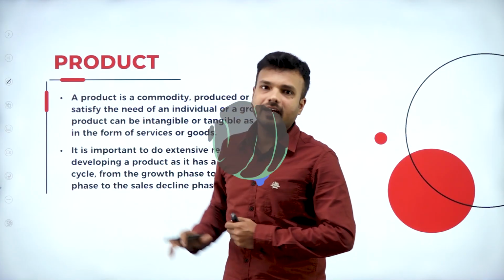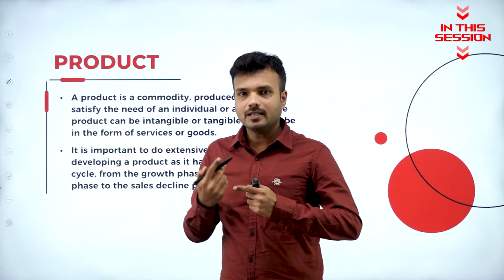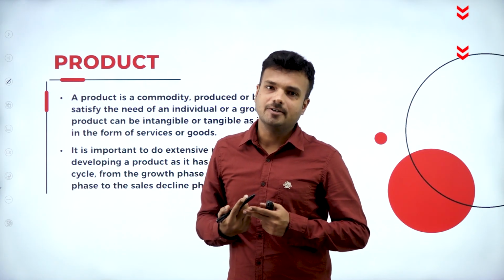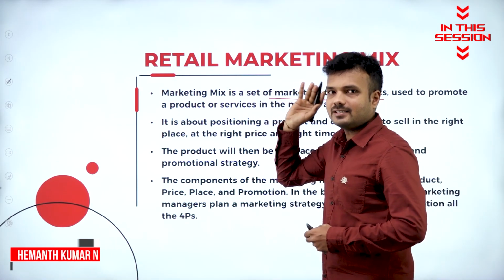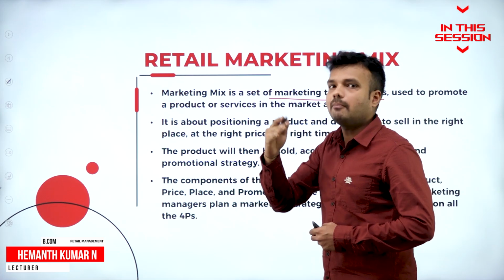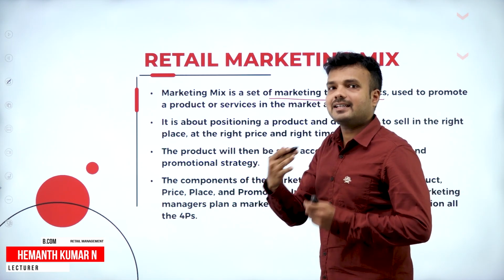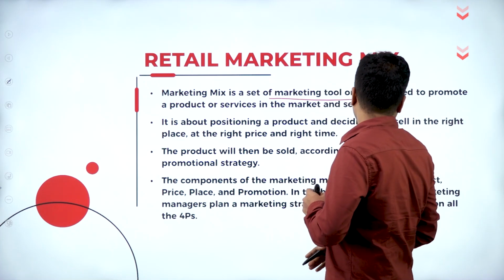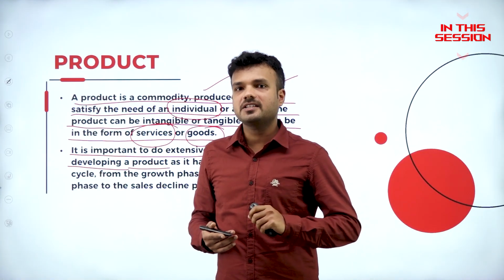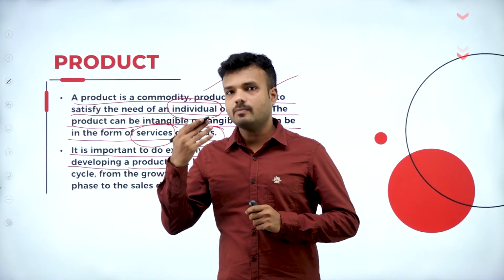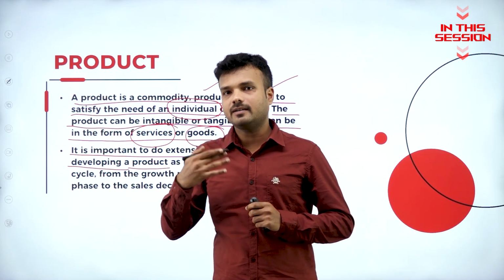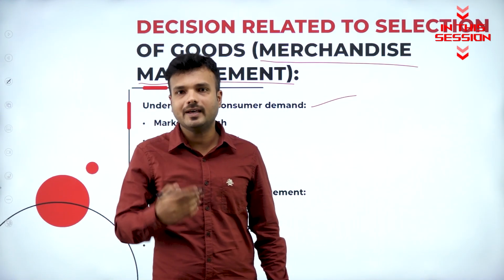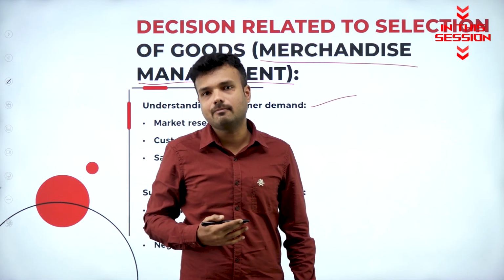The product is divided into two categories: one is a tangible good and the other is an intangible good. This marketing mix is a set of marketing tools or tactics that we are supposed to use in marketing activity. Earlier, the marketing strategy was that whatever product is manufactured by the manufacturer must be purchased by the consumer. Whatever product we manufacture must be in demand in the minds of the customer.